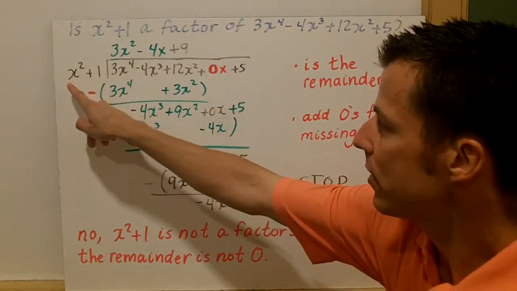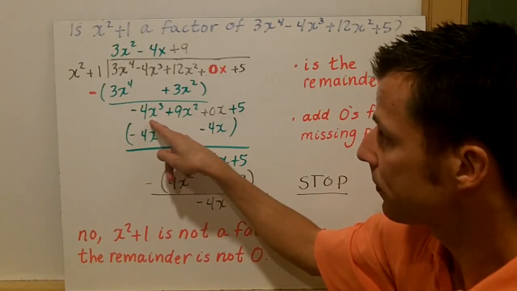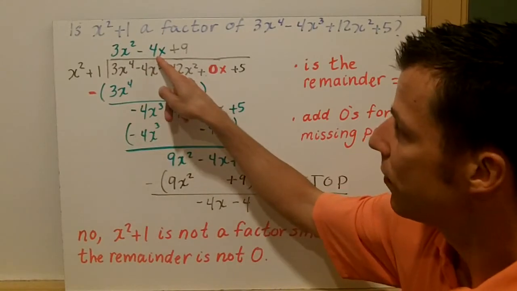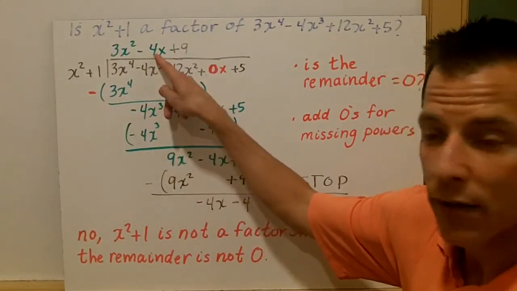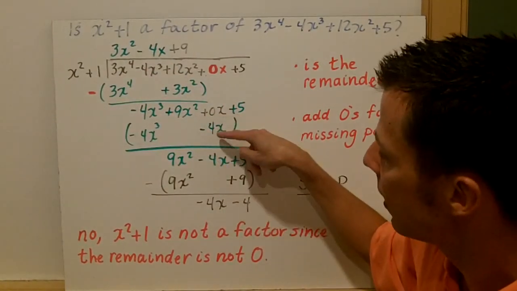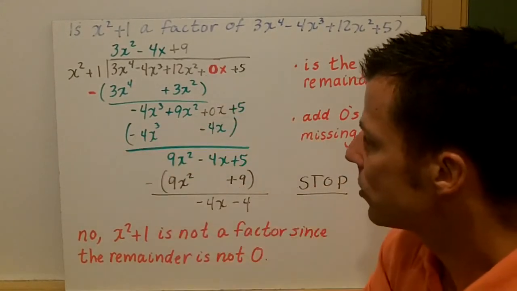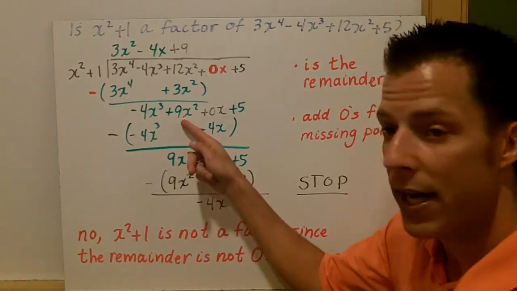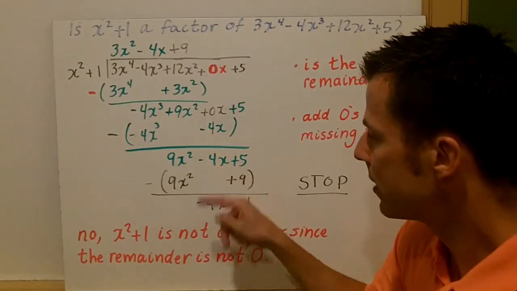So now we ask ourselves, does x squared go into negative 4x cubed? And the answer is yes, it goes in there negative 4x times. So negative 4x times x squared is negative 4x cubed. Negative 4x times 1 is minus 4x. And again, we align our like terms up. There's that 0x. So we're going to subtract off these terms. And we have 9x squared left. 0 minus negative 4 becomes positive 4x.